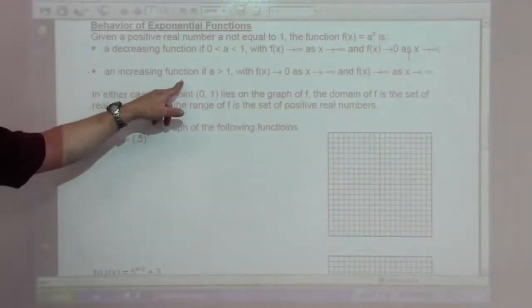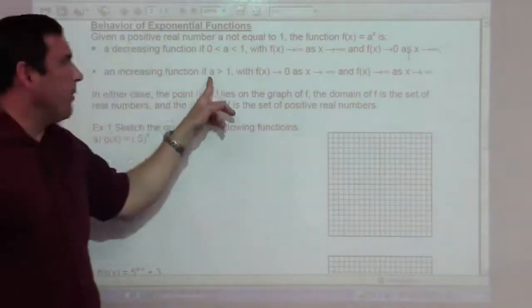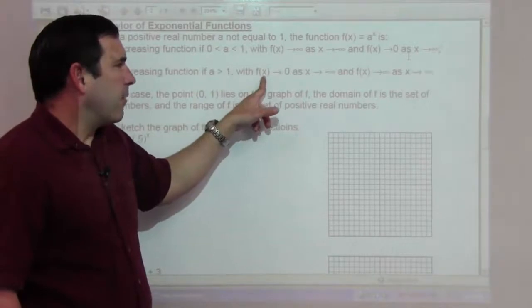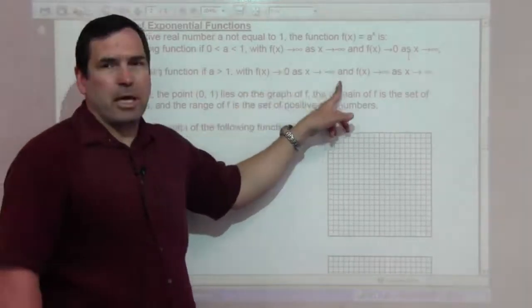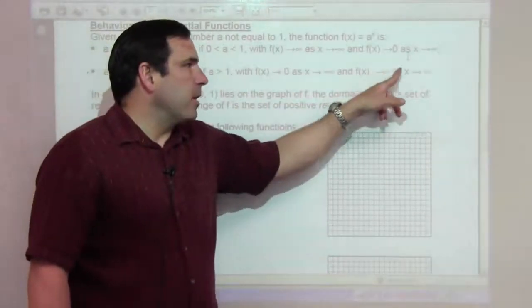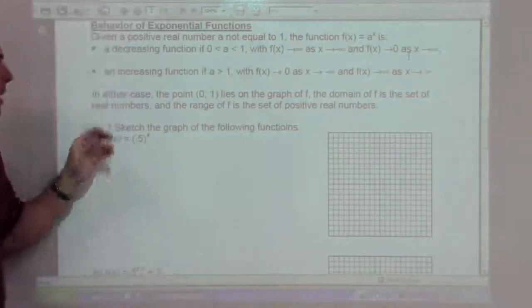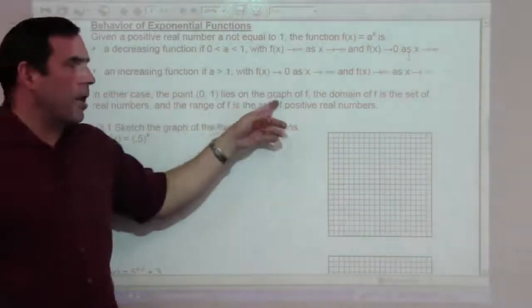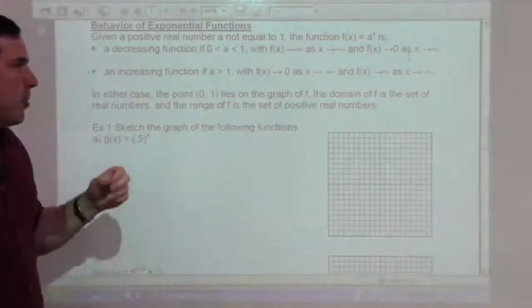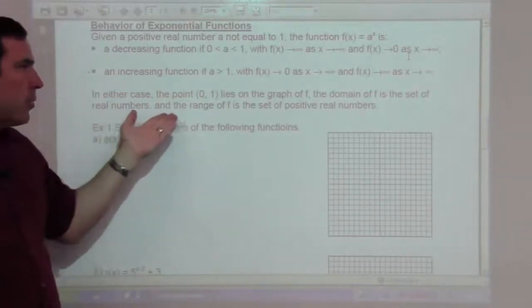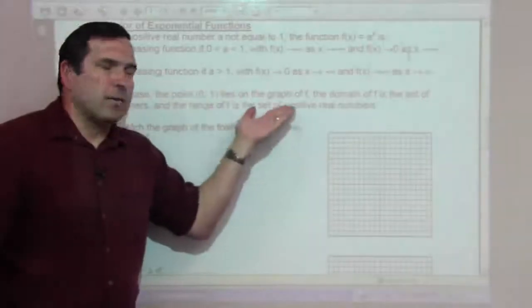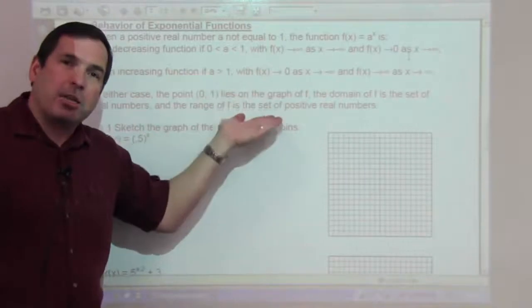It's an increasing function, it's getting bigger, if a is bigger than 1, with f of x going to 0 as x goes to negative infinity, and f of x going to infinity as x goes to infinity. In either case, the point 0, 1 lies on the graph of f. The domain of f is the set of real numbers, and the range is the set of positive real numbers. Now, this is for non-shifted.